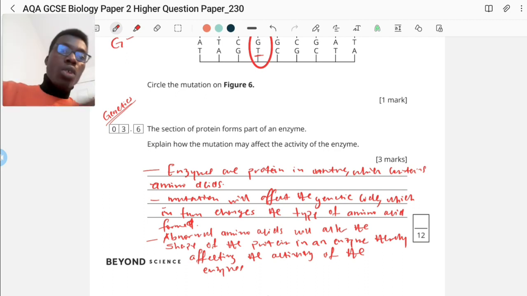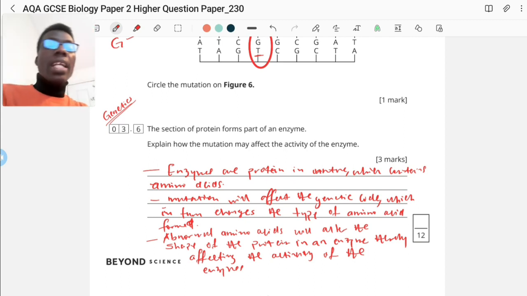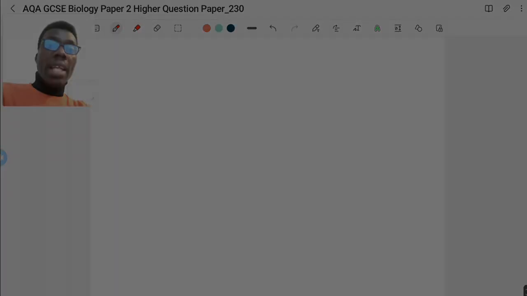So the moment you affect the arrangement of the genetic codes on DNA, then you have affected the amino acid. Then since amino acids form protein, you have changed the amino acid, you have changed the protein, and once you change the protein, you have changed the function of the enzymes. I hope if you can see the writing, just follow what I was saying, please. All right, that will be all for now.